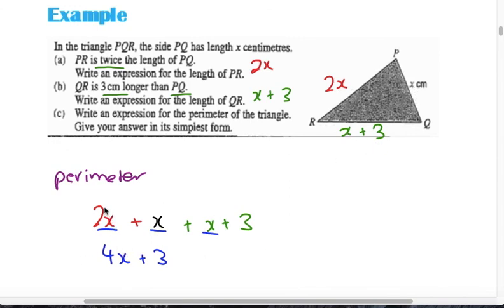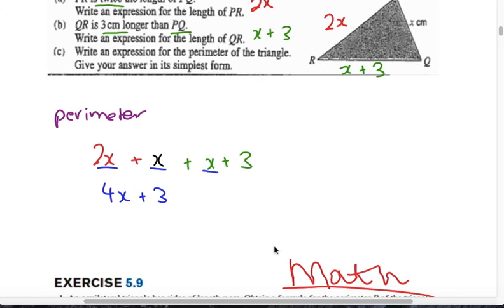And when you simplify this, 2x plus x is 4x. And then you've just got plus 3. Don't put the centimetres in your final answer because it's not asking for the units or anything. And it could be confused for a variable. So I tend to just write 4x plus 3. It's not asking for the units.